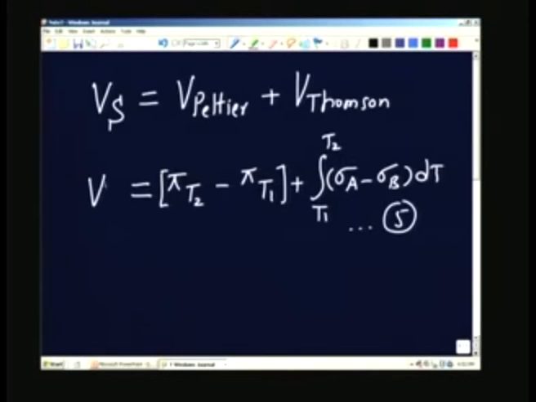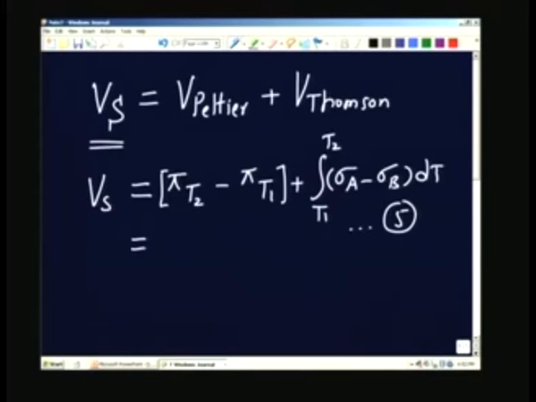So, the relationship between the Seebeck voltage and the other effects is this: the Seebeck voltage is related to the Peltier EMF and the Thomson EMF, which would have occurred had we made the complete circuit and allowed a current to pass through it. So, this is an important relationship and it is a starting point for our discussion.